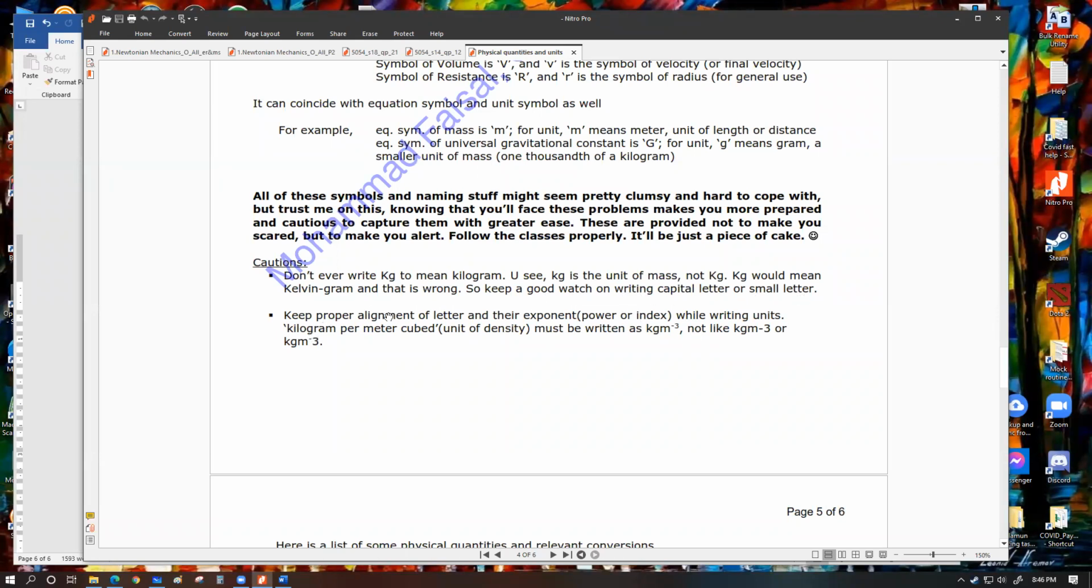And then also keep proper alignment of letter and their exponent, power or index while writing the units. Kilogram per meter cube, unit of density, must be written as kg m to the power minus 3, not like kg m minus 3 or kg m minus 2 upon 3, which is at the same level. So the horizontal alignment matters whenever you're writing these things.